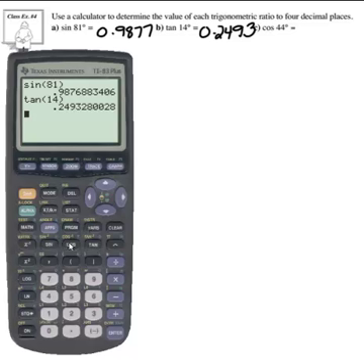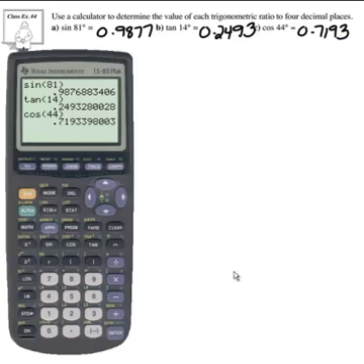And let's try the last one, the cosine of 44 degrees. 0.7193. And that's how you can complete ratios on your calculator.